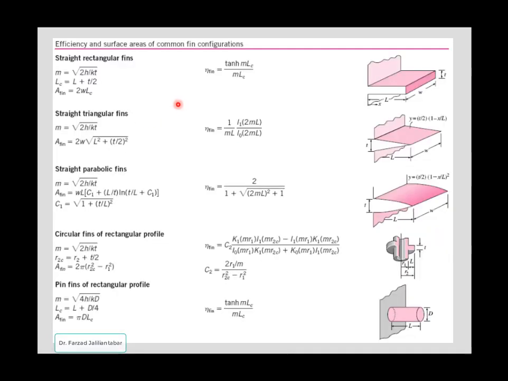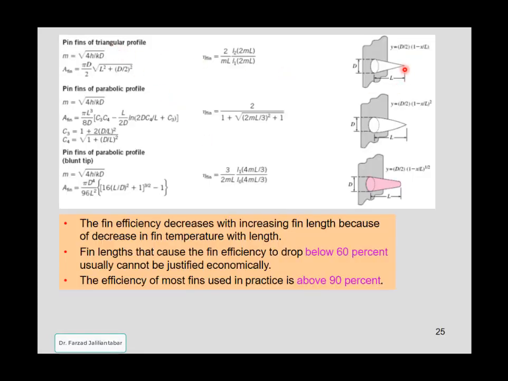You can see the efficiency for different configurations or geometries of the fin. And in the example, we will see how we can use the information in this table to calculate the fin efficiency or the length or other characteristics of the fins to have the appropriate fin efficiency. Also, the pin fins of triangular profile, this profile which is supposed to be used for heat transfer, pin fins of parabolic profile, and pin fins of parabolic profile with blunt tip.